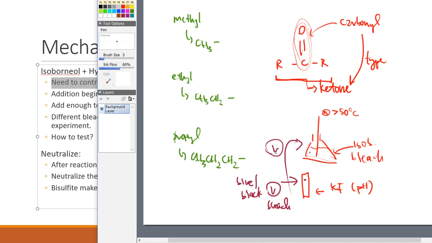Now, the problem is that maybe all of my isoborneol has not converted over to camphor. So at any point in time, if I put a spot on the paper and this spot does not turn blue-black, then that means there is no bleach left over for the reaction. And if no bleach is there, then that halts the production of the camphor. No more camphor is going to be made. So it's very important that you take care in monitoring the reagents in this reaction. They're very particular.